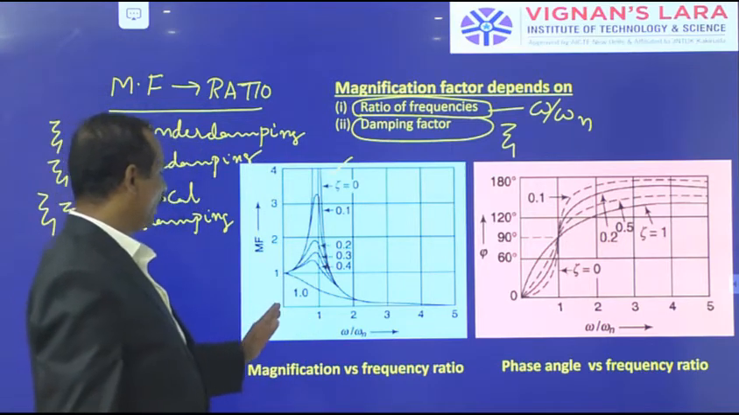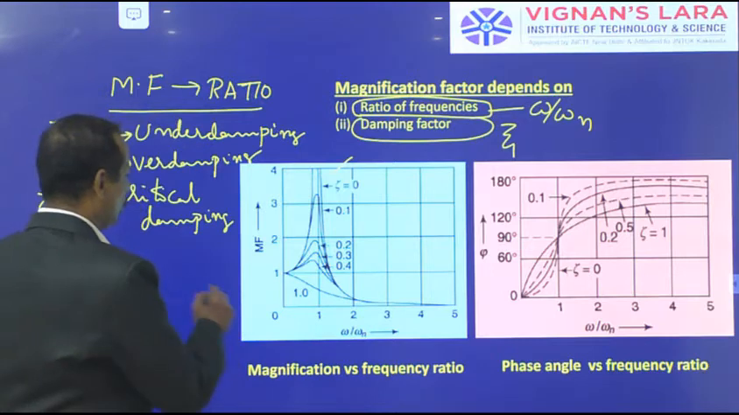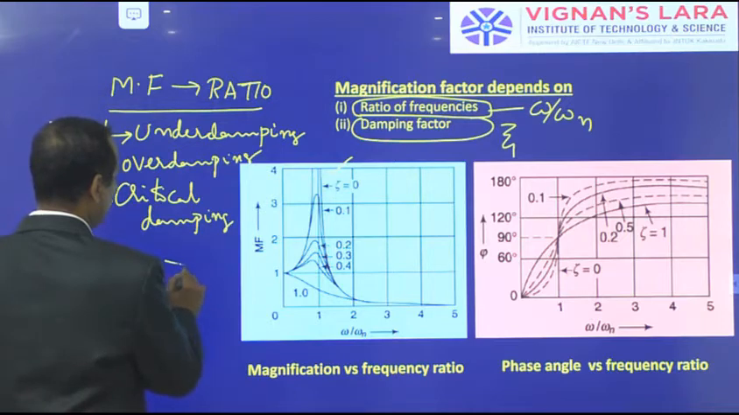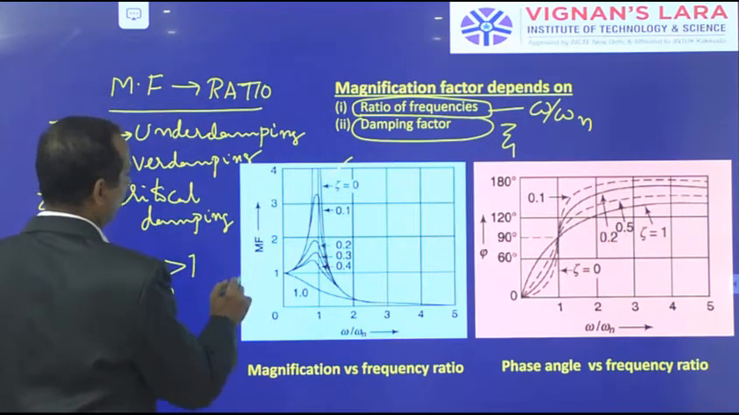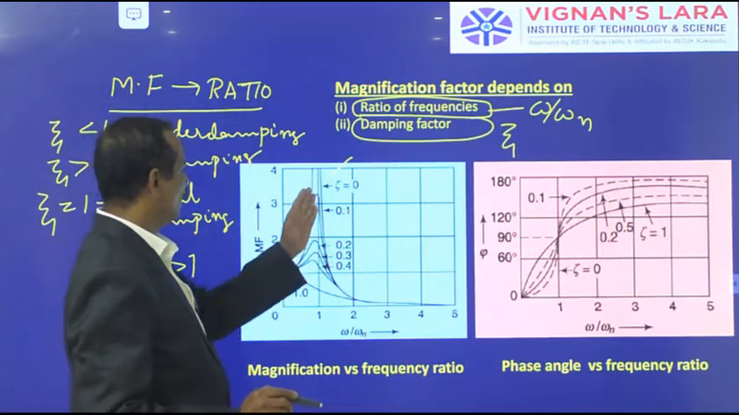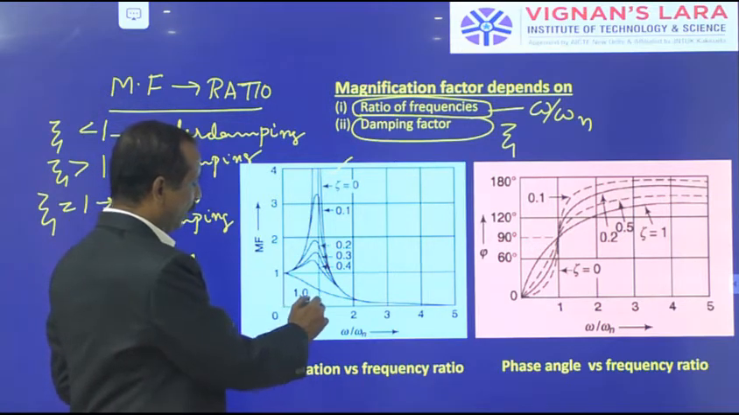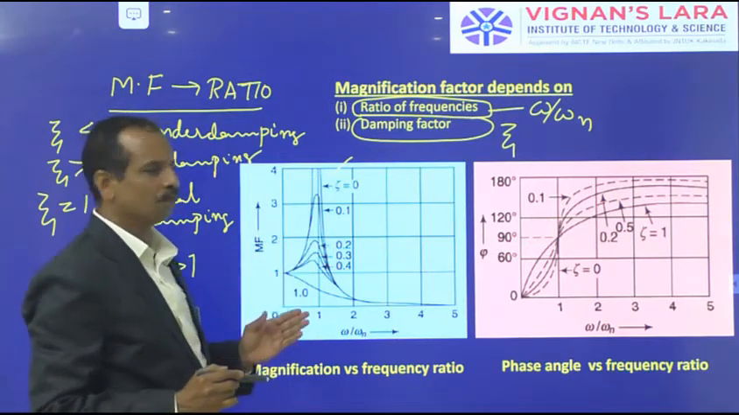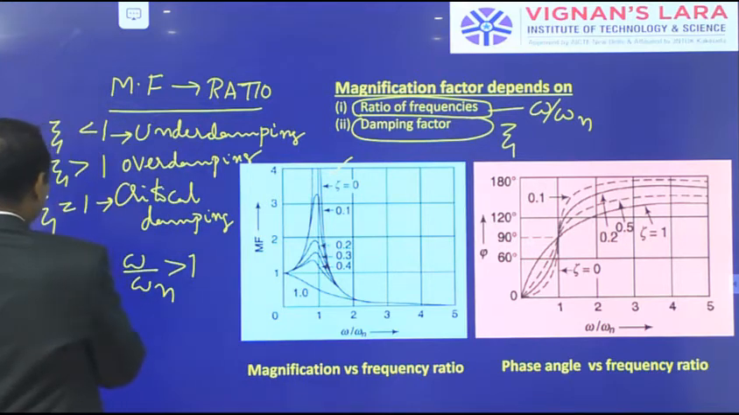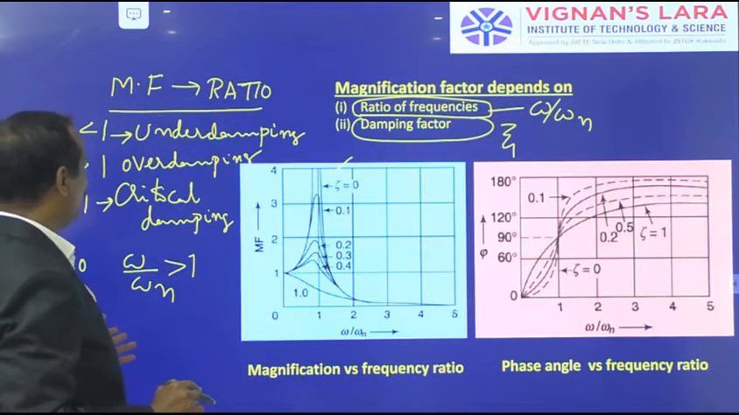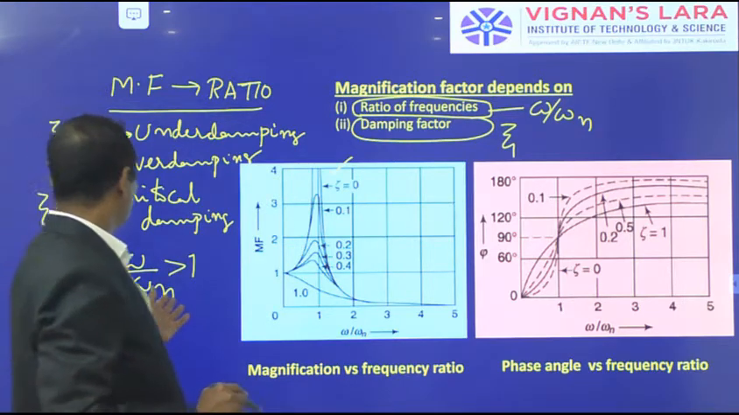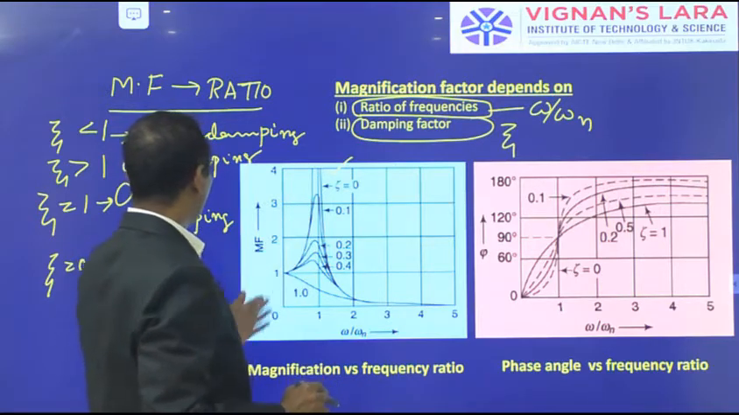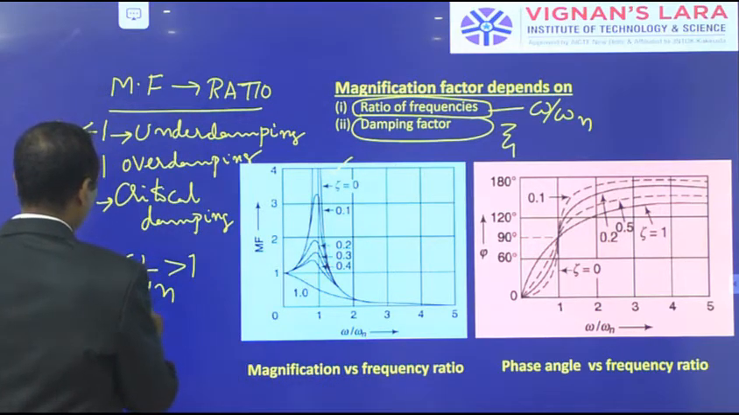So as omega by omega n increases, if it is 1 or greater than 1, you can see that as omega by omega n is increasing, the magnification factor is enormously increasing. So zeta 0 is an under damping case because it is less than 1. For omega by omega n up to 1, you can see the magnification factor continuously increasing.